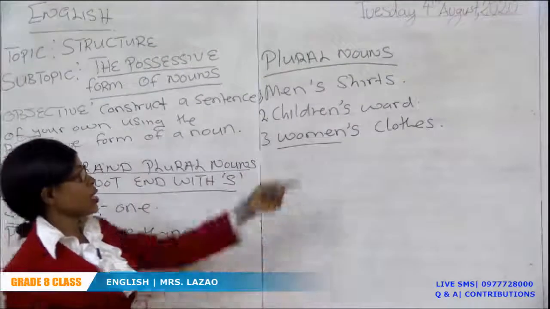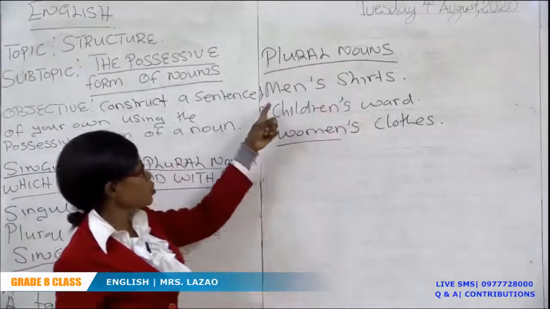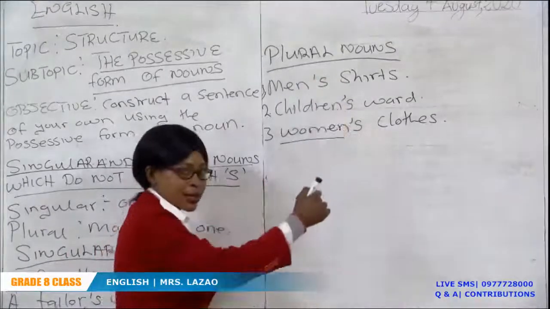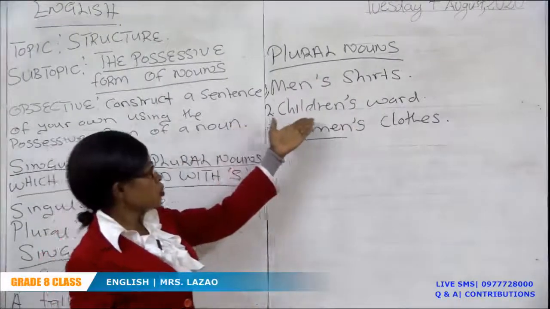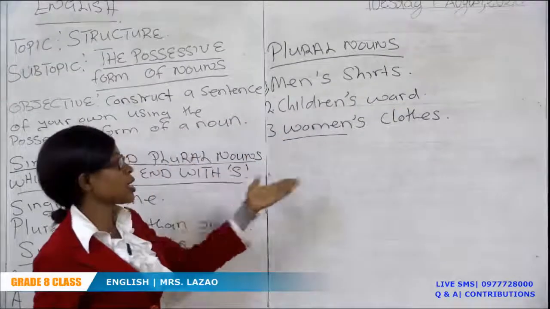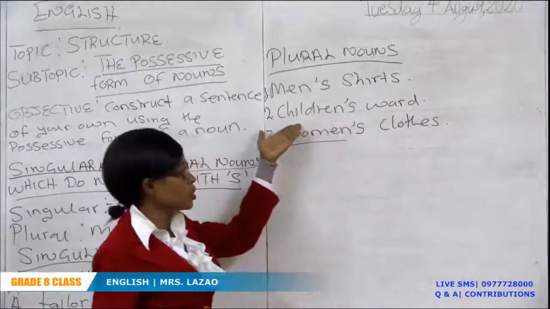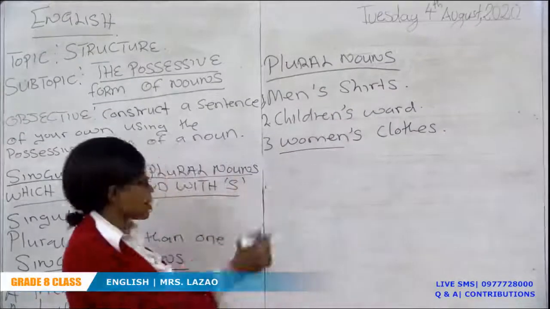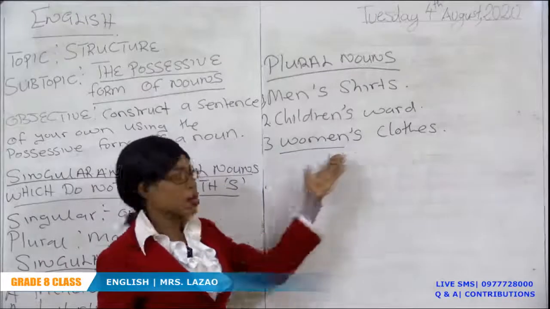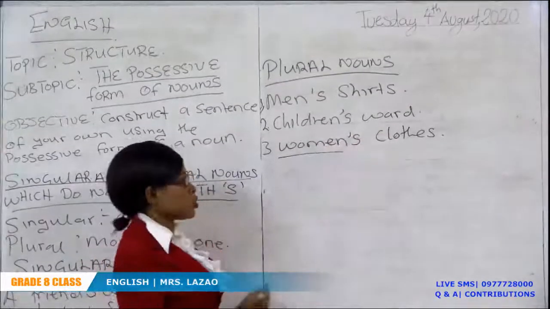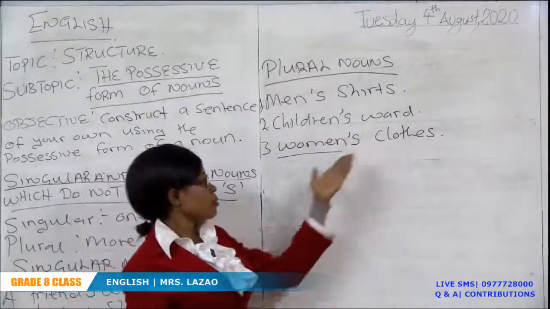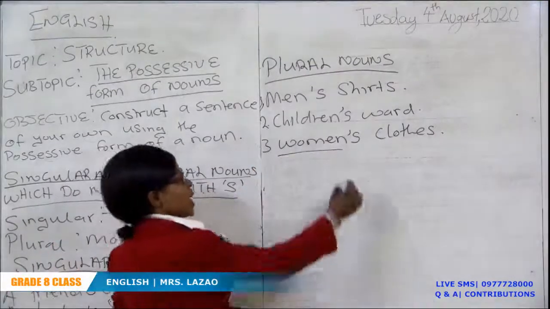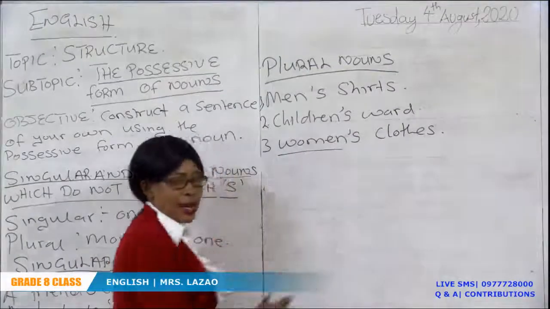How do we show that the shirts belong to these men? We simply add apostrophe and S. The second one, children's word. How do we show that the word belongs to these children? We simply add apostrophe and S. Then women's clothes. How do we show that these clothes belong to these women? Since the women are the possessors, we simply add apostrophe and S.